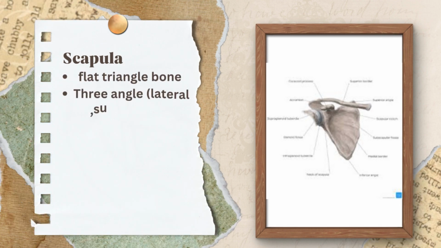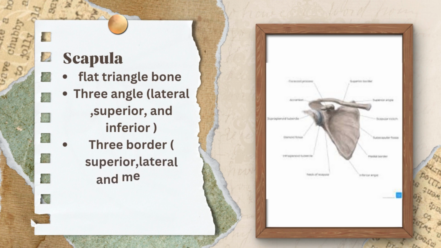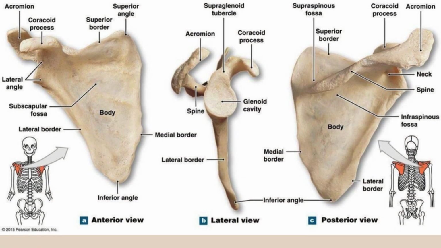Shape and structure of the scapula: it has a triangular shape with three borders, superior, medial, and lateral, and three angles, superior, inferior, and lateral. Its flat shape allows for attachment of muscles and provides stability to the shoulder joint.